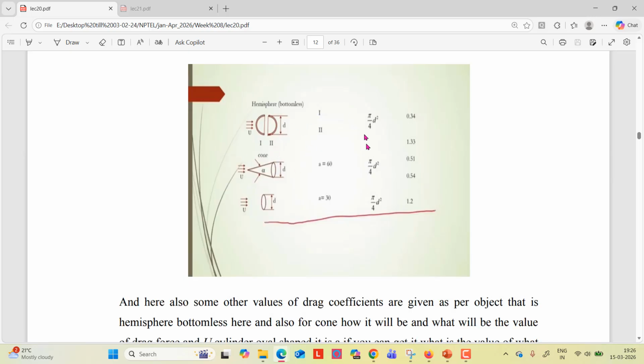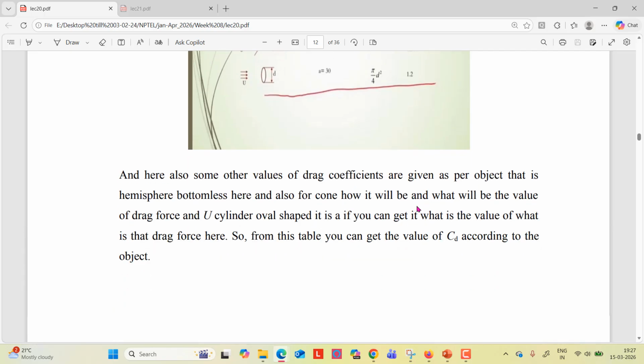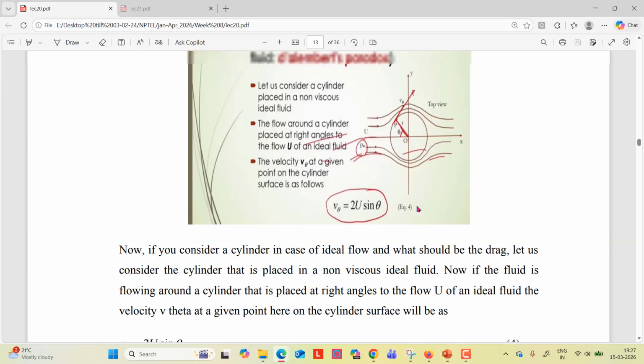See, for the hemisphere, same. The projected area is this, the pi by 4 d square. That means only the bottom area of the hemisphere. For the cone also this. So you have to think about that.